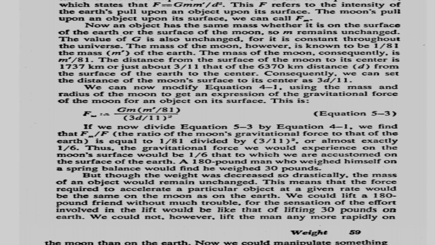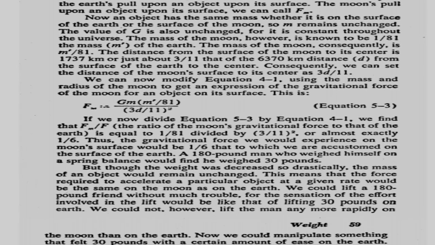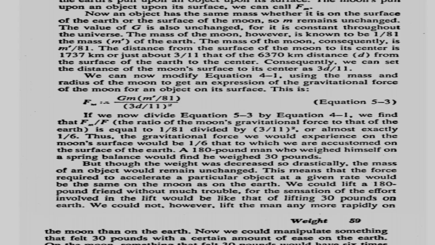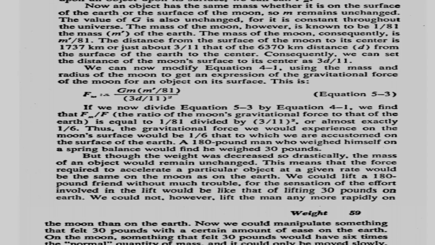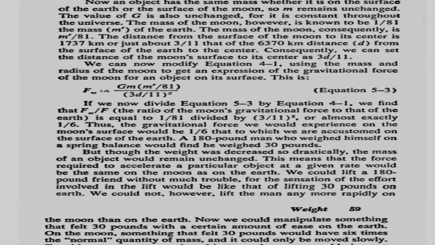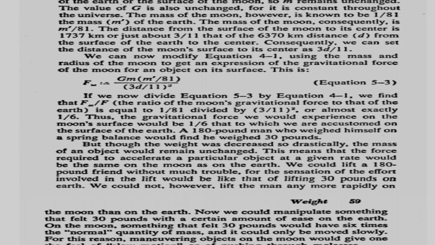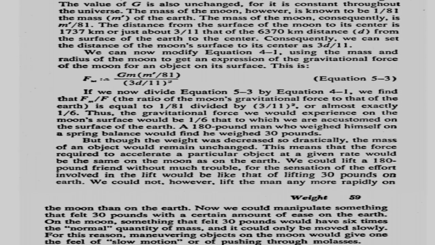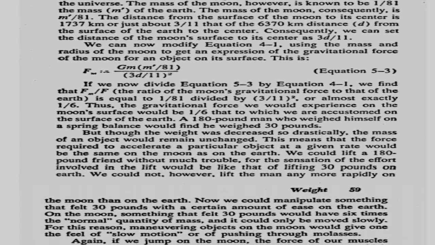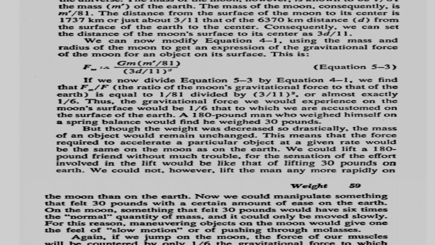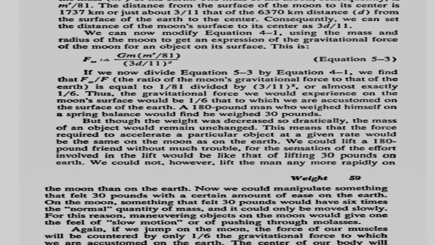A 180-pound man who weighed himself on a spring balance would find he weighed 30 pounds. But though the weight was decreased so drastically, the mass of an object would remain unchanged. This means that the force required to accelerate a particular object at a given rate would be the same on the Moon as on the Earth. We could lift a 180-pound friend without much trouble, for the sensation of the effort involved in the lift would be like that of lifting 30 pounds on Earth. We could not, however, lift the man any more rapidly on the Moon than on the Earth.